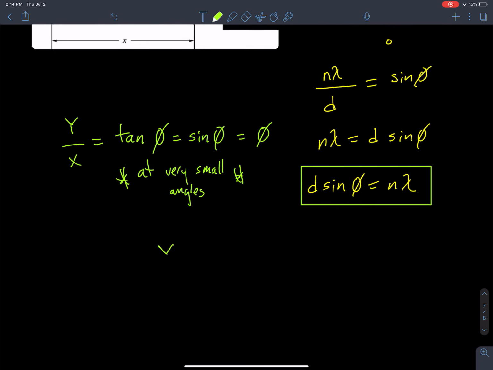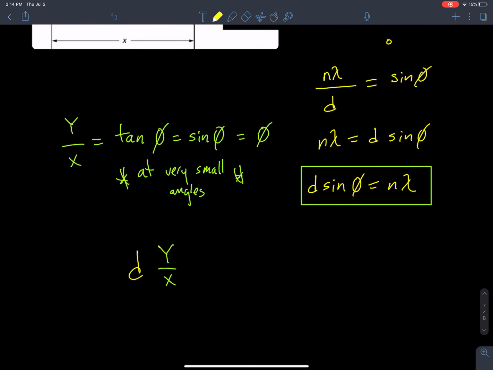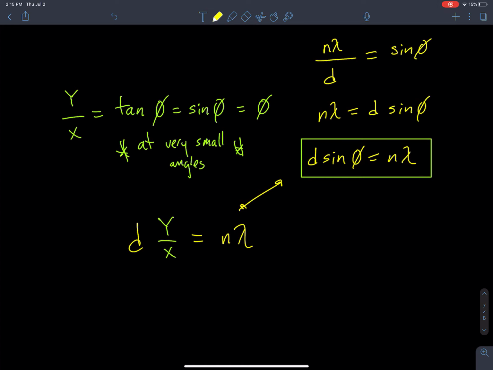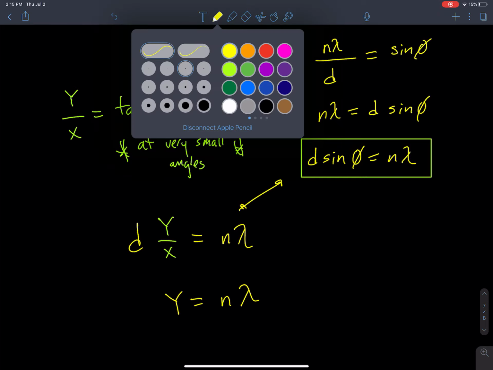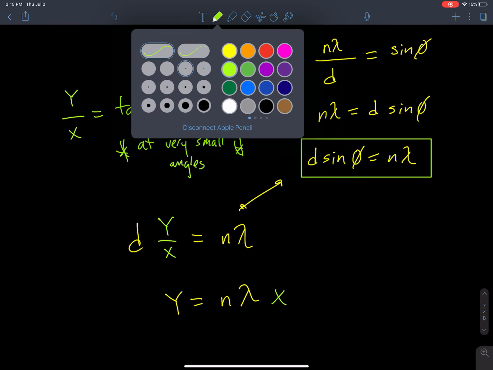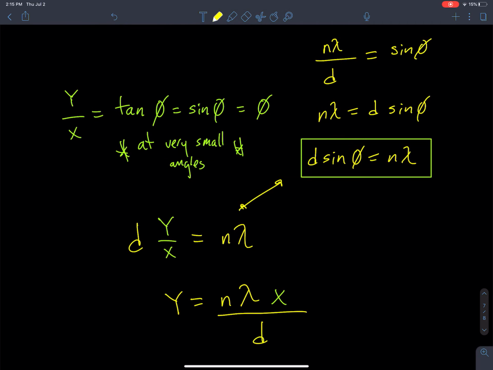So y over x times d is equal to n lambda. All I've done is plug it into that formula. And then what we would see is that if I rearrange this formula, y is equal to n lambda x over d.